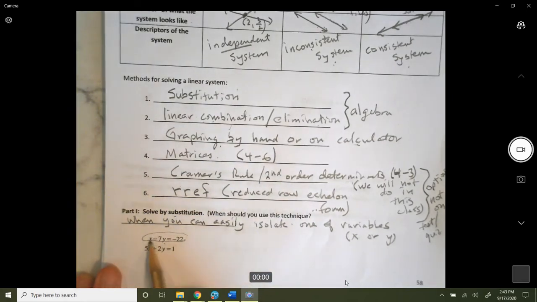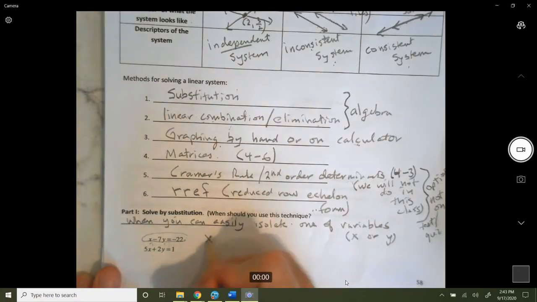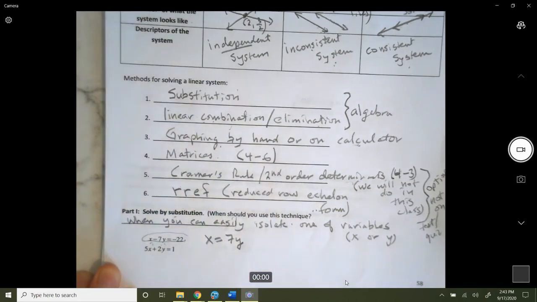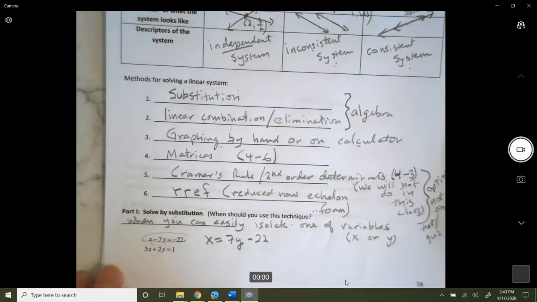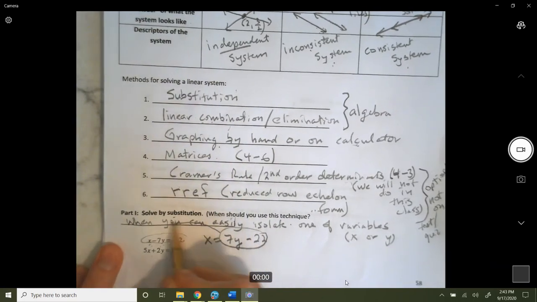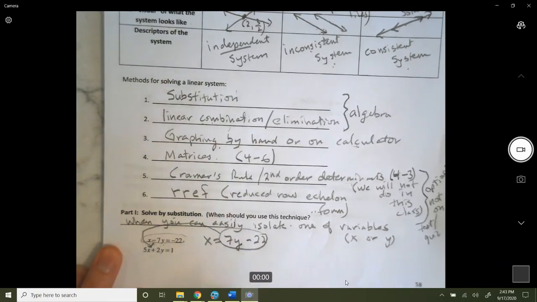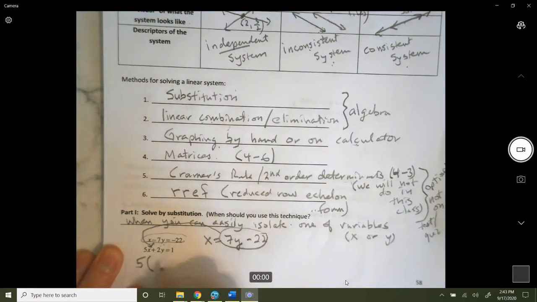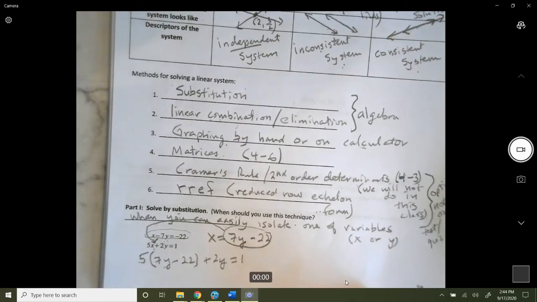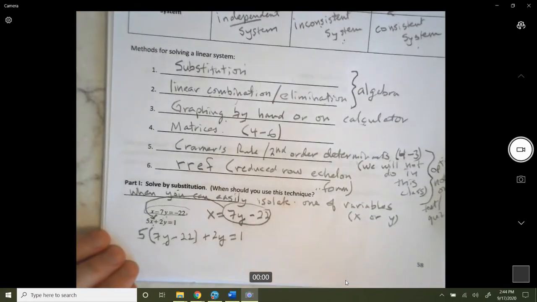But when you have this x over here, look, we can get that x by itself really easy. So x is equal to, and we'll add the 7y to the other side. So now that's positive 7y minus 22. Now we go to the second equation. This is equal to x. So we're going to plug this in everywhere we see an x. So now we've got 5x. Well, x is 7y minus 22. We've substituted the x with 7y minus 22. And that's why we call it substitution. And now we've got an equation with one variable. Okay, so we can solve an equation with one variable fairly easily.